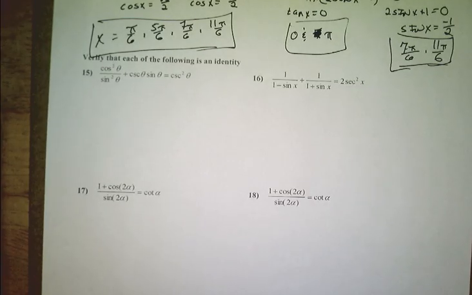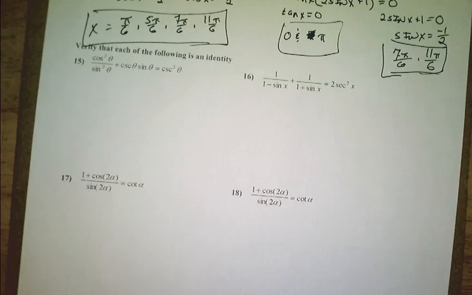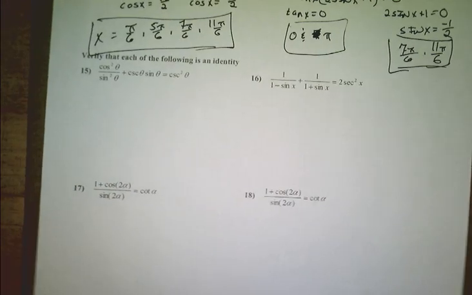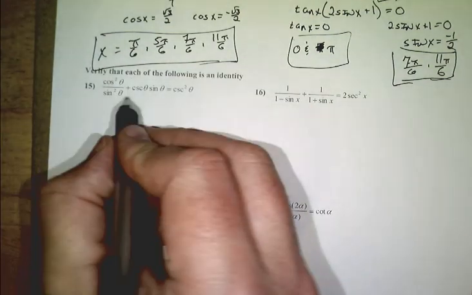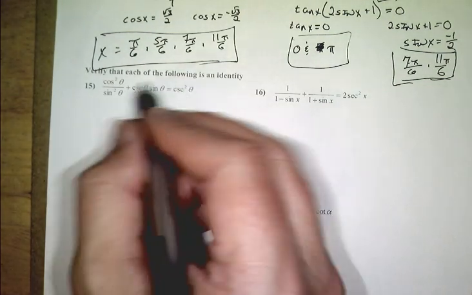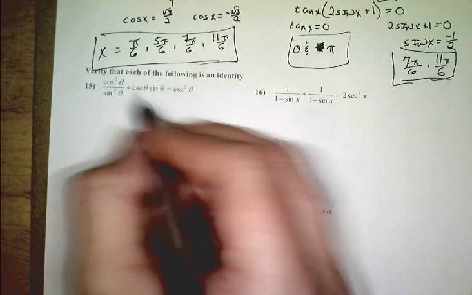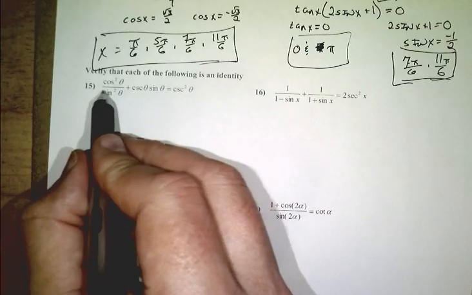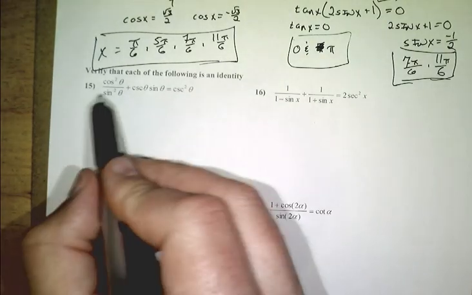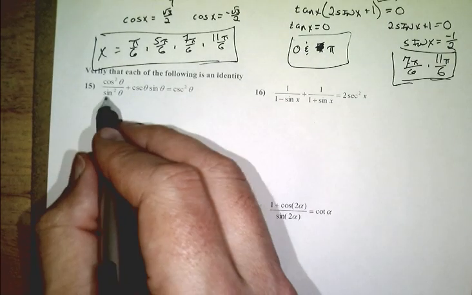Okay, verify each of the following identities. Shouldn't need a calculator for any of these. When it says verify, usually you can't move anything over, like you don't add or subtract anything to both sides, you just simplify things. So for example here, this is already sine and cosine, so I'm going to leave it like that.